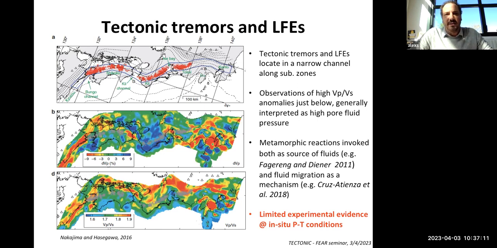Tectonic tremors were discovered about 20 years ago now, famously in Japan. Here you see a location map of tremors in a narrow zone along the subduction channel. Here you have Shikoku Island, and here the main island of Honshu. You see that those tremors locate in a narrow zone in the subduction zone, which corresponds actually also to narrow pressure and temperature conditions along the subduction zones.